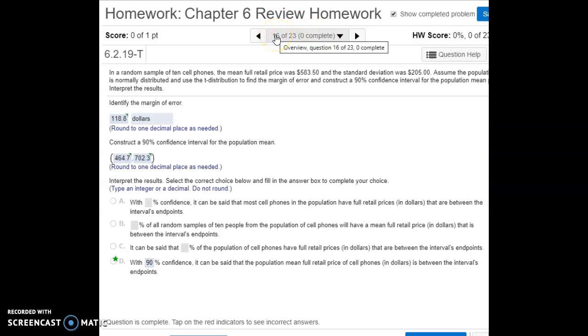For 16, we'll be constructing a confidence interval. And our situation here is we have a sample of 10 cell phones. We'll need to know the sample size. And in that sample, we have the mean of the sample and the standard deviation of the sample. And we're going to need to use the t-distribution because we do not know the population standard deviation. And we'll be constructing a 90% confidence interval for the population mean.